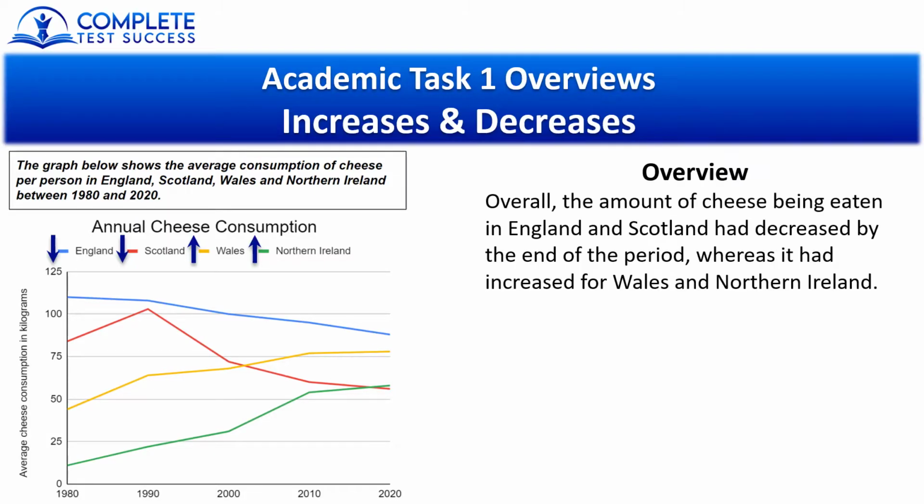And here's the overview I've written for this question. Overall, the amount of cheese being eaten in England and Scotland had decreased by the end of the period, whereas it had increased for Wales and Northern Ireland. And that is all you need to do to write an accurate overview.